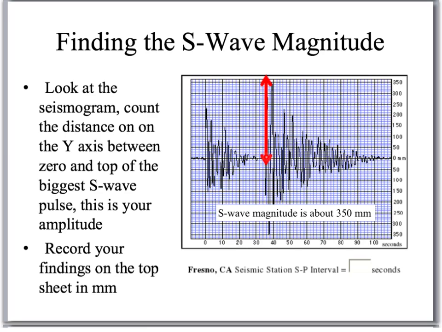For here, the first pulse starts at about 0 and goes all the way up to about 350 millimeters. So on our top sheet, we are going to record 350 millimeters for this city.